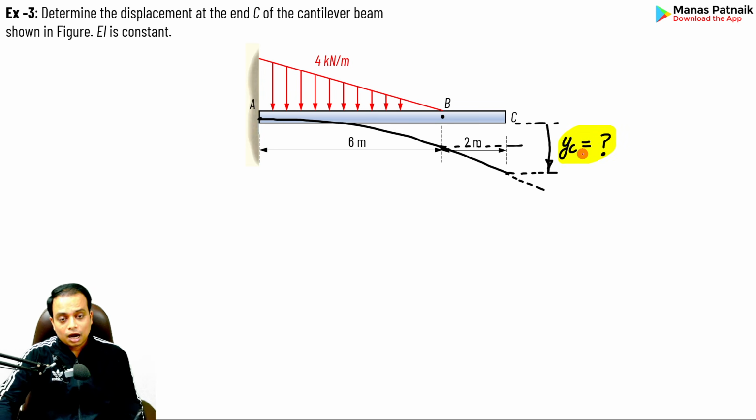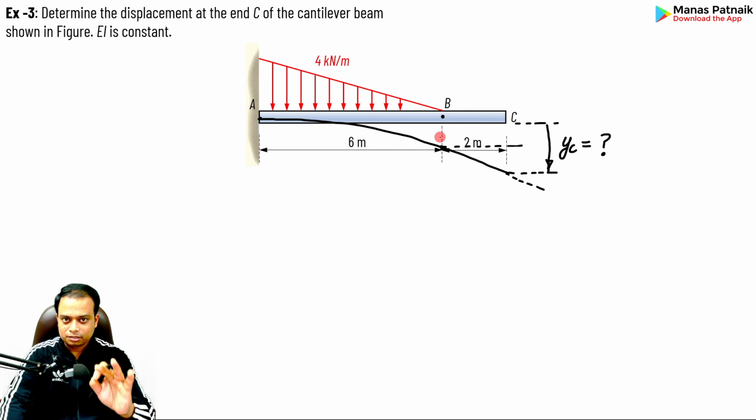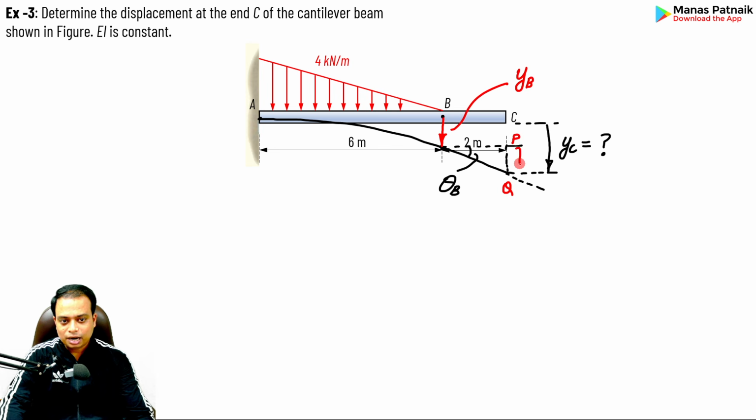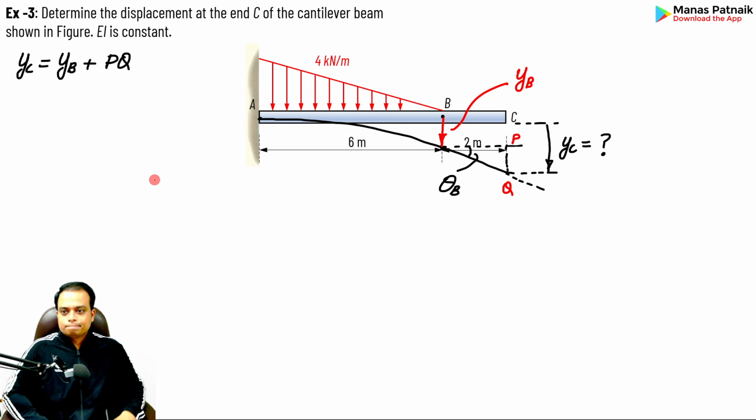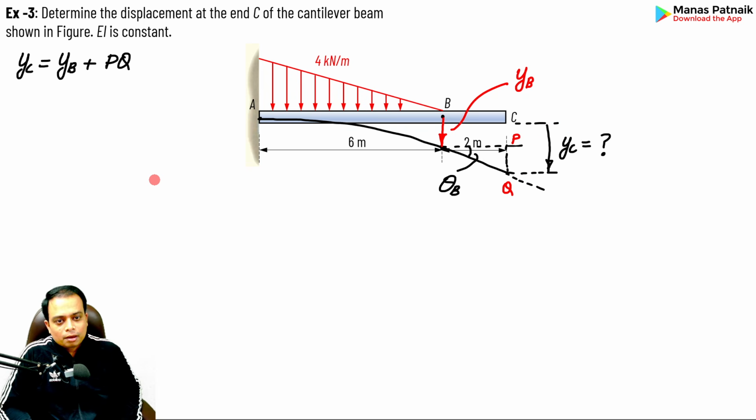How do you do that? For this, we are going to find the deflection at B. Just listen to this. The deflection at B. And then we are going to add PQ to it. Once you add PQ to this deflection of B, you are going to get the deflection at C. Let me write it down mathematically. But again, the question is, how can you calculate the deflection at B? Isn't this challenging? Do we have a formula for it? Yes, we do.